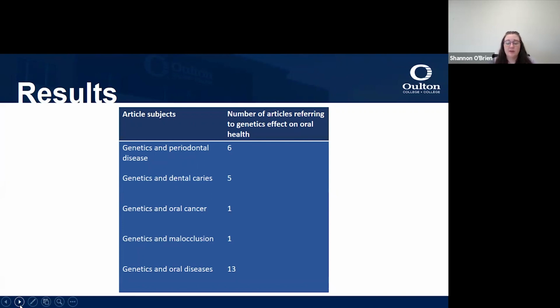With genetics and periodontal disease, we found 6 research articles. With genetics and dental caries, we found 5. With genetics and oral cancer, we found 1. And with genetics and malocclusion, we found 1. And then with genetics and oral diseases, we found 13.